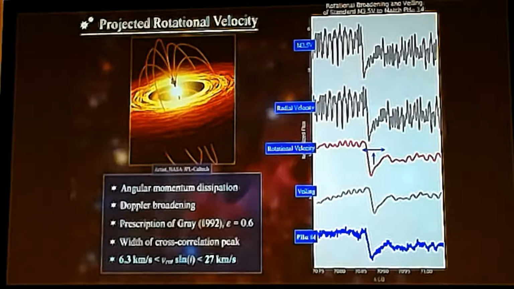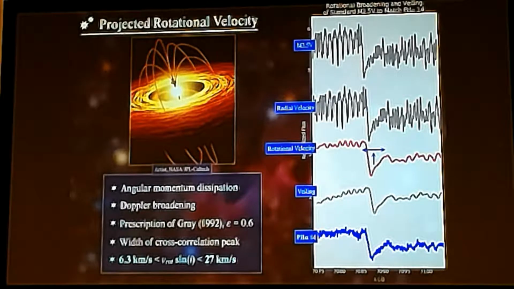Okay. Now we get to rotational velocities. How fast is the star spinning? That's going to manifest as a Doppler broadening of the spectral features. You get this by actually measuring the width of your cross-correlation peak while you were sliding it along, trying to line everything up.